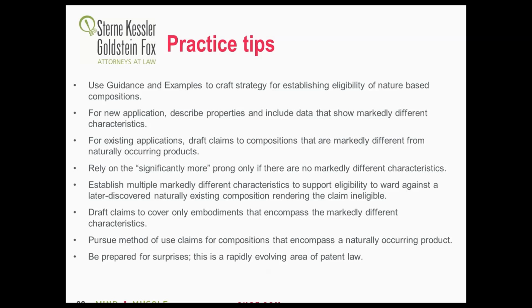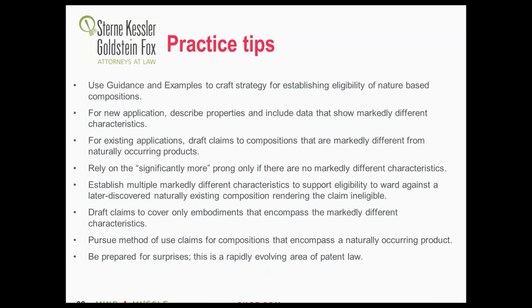Establish multiple markedly different characteristics to support eligibility, to ward against a later discovered naturally existing composition rendering the claim ineligible. This goes to Miklos's point that sometimes those naturally occurring things are out there, but you don't know about it, the examiner doesn't know about it, but an infringer is going to find them later on when you really need the patent claim.